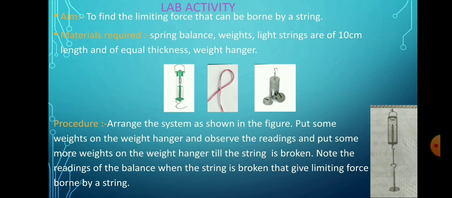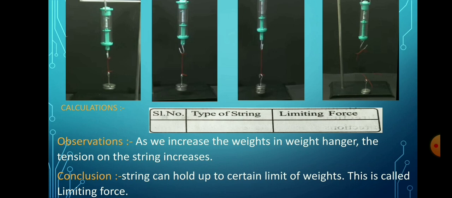That means now we attach the spring balance to the ceiling or a stand and tie one end of the string to the spring balance and the other end of the string to the weight hanger. Now put some weights on the weight hanger and observe the readings, and put some more weights on the weight hanger till the string is broken. The reading of the balance when the string is broken gives the limiting force borne by a string. So now we record the readings when the string is broken.